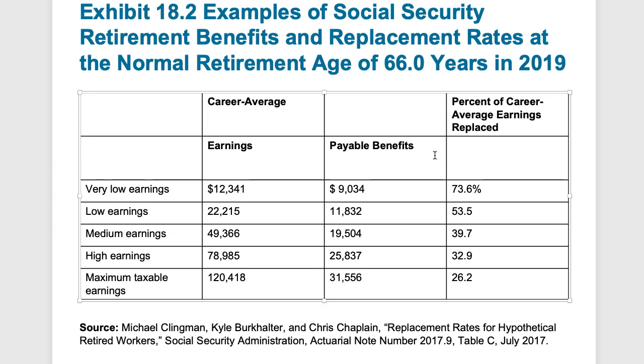So let's look at this chart some more. Here's the payable benefit, $9,000. That's 73% of your income, paid out as a percentage of your average earnings being replaced.